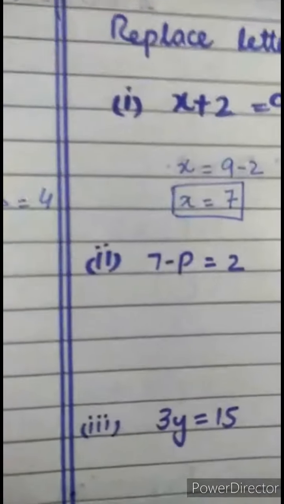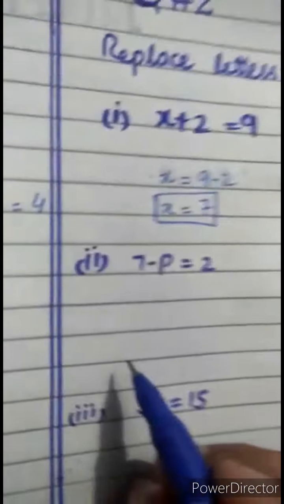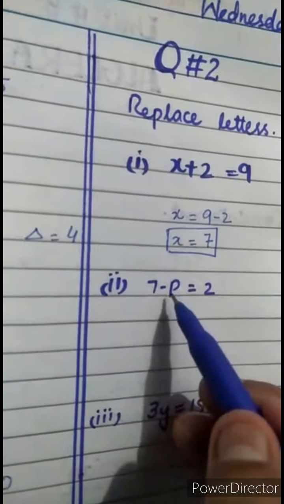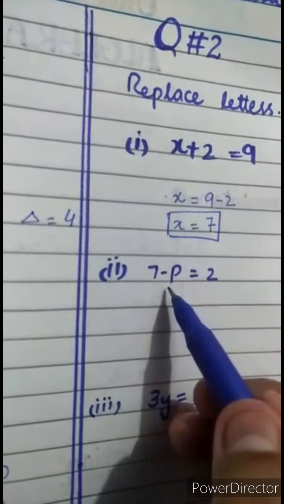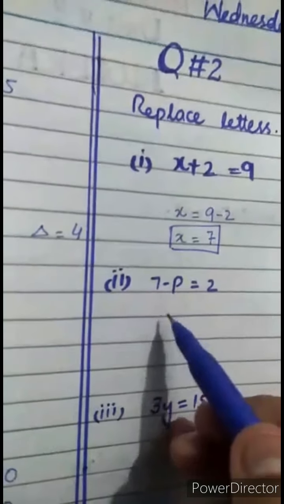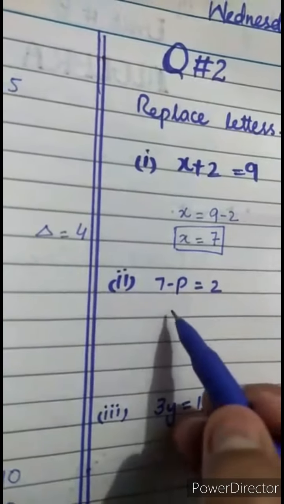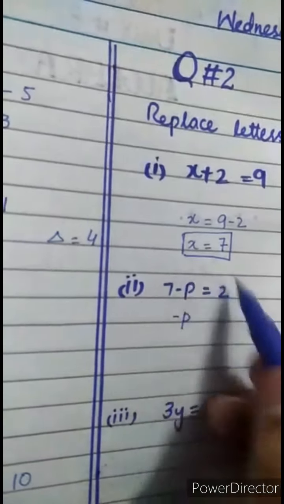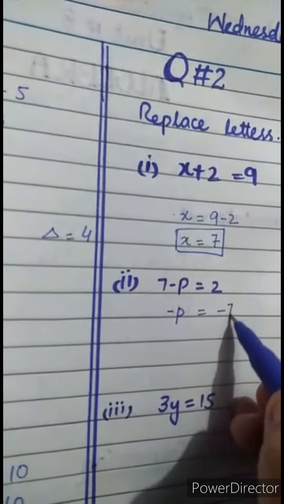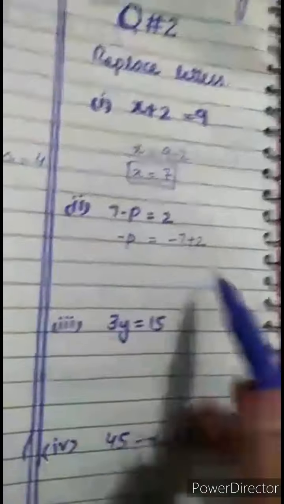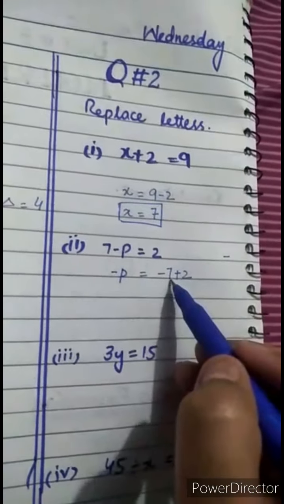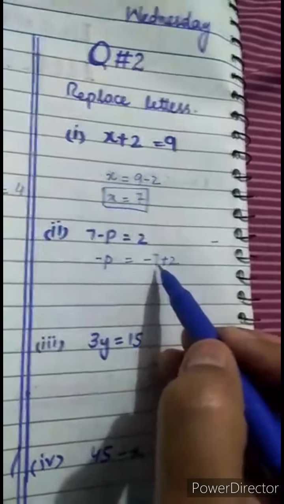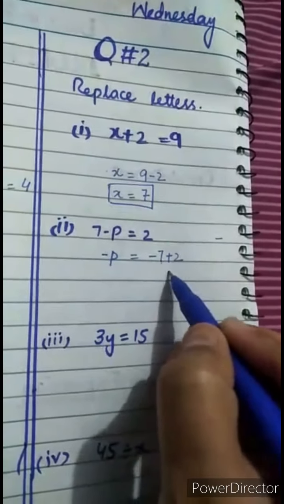Now the second question is 7 minus p equals 2. We will shift the unknown value to the other side because it has a minus sign, or we can solve it like this. Minus p, 7 will shift over there, minus 7 plus 2. Plus minus is always minus. 7 minus 2, we will subtract these values. 7 minus 2 equals 5.